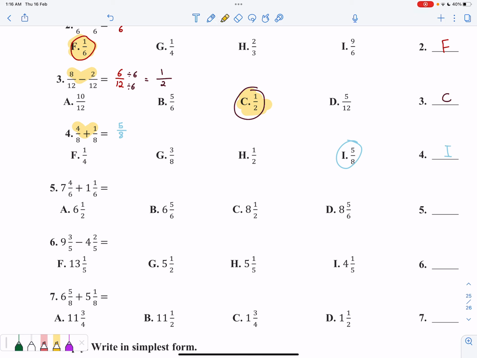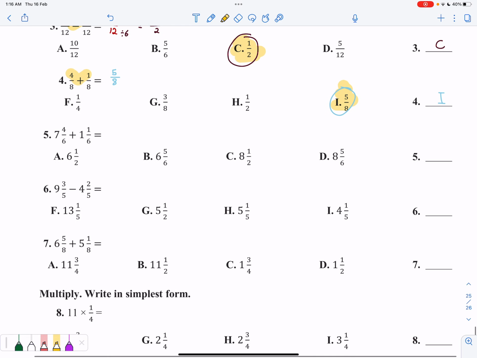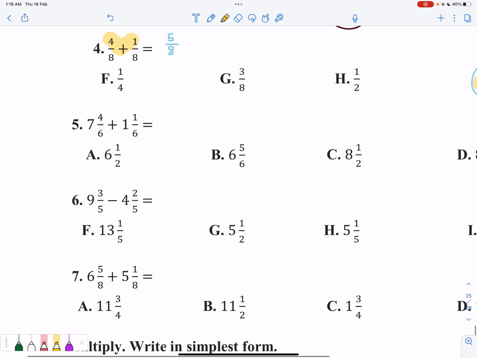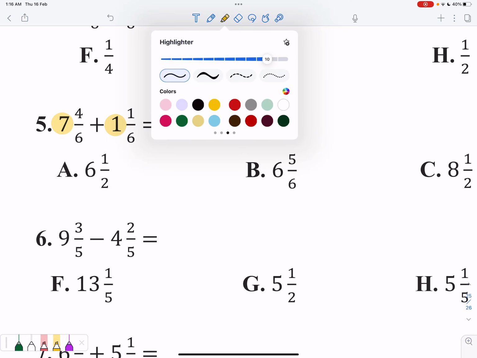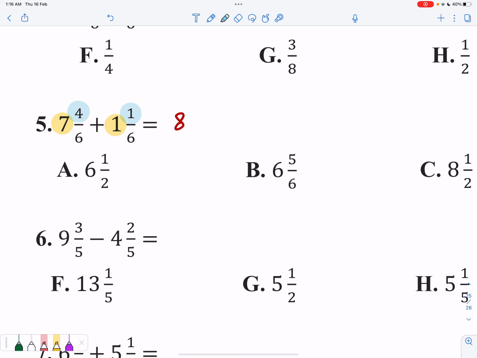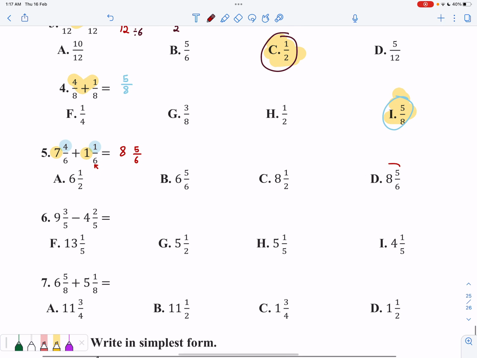Okay, so question 5. Here we have two mixed numbers. So we add the whole numbers together. We add the 7 with the 1. Let's add them. 7 plus 1, that is equal to 8. Then we add the fractions just like we're used to. So I have 4 plus 1, that would equal 5 over the same denominator, which is the 6. So the answer is 8 as a whole number and 5 over 6. So the answer is gonna be answer D. Yes, D is the correct one.